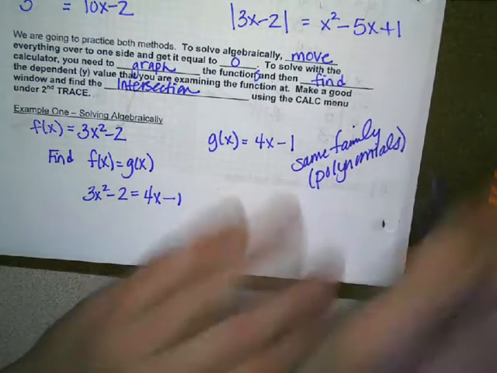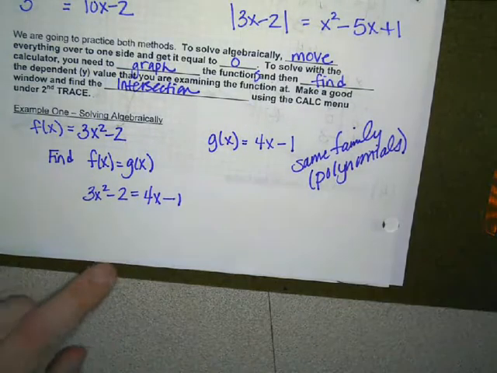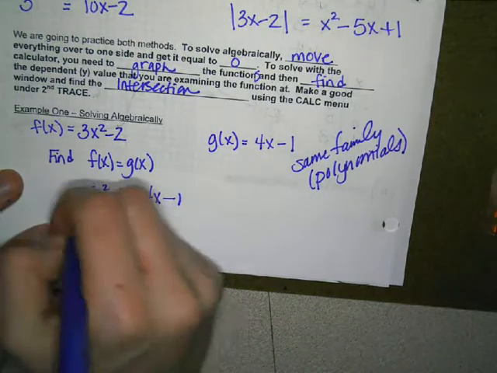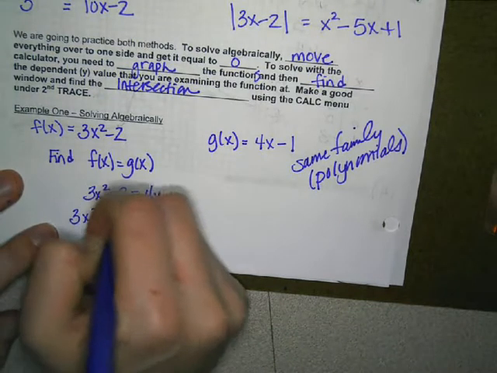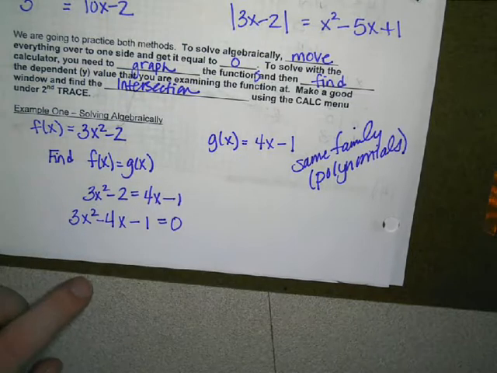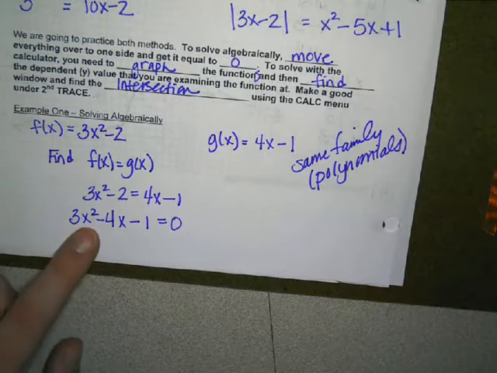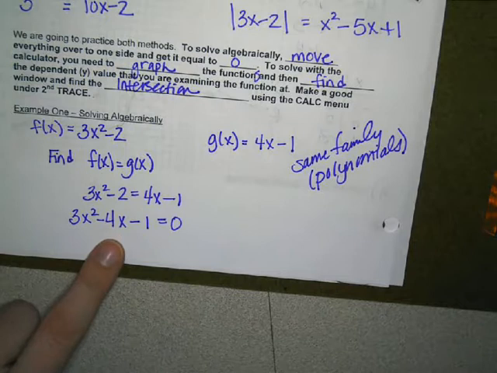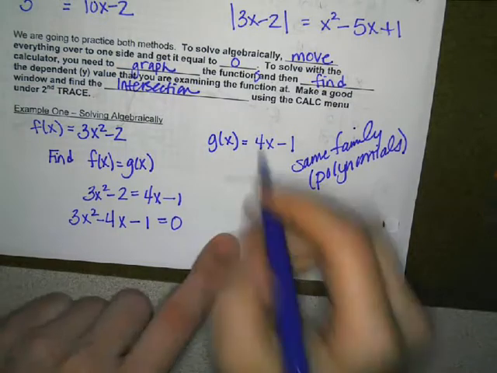We're going to solve this by moving everything over to one side and getting equal to 0. So I'm going to subtract 4x and add 1. When I do that, I get 3x squared minus 4x minus 3. And then because we have a quadratic, you can either try to factor, or in this case I don't think we can factor, I think we have to use the quadratic formula. So then we do the quadratic formula.